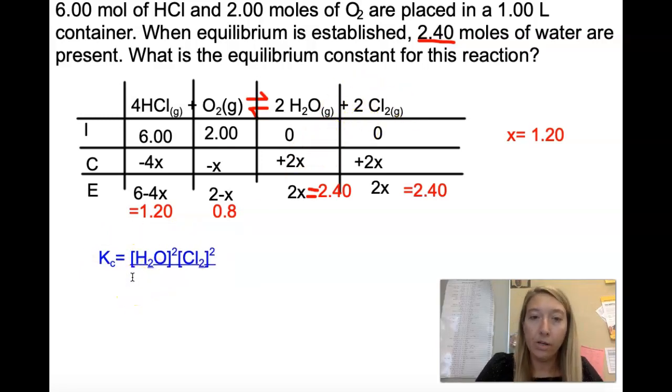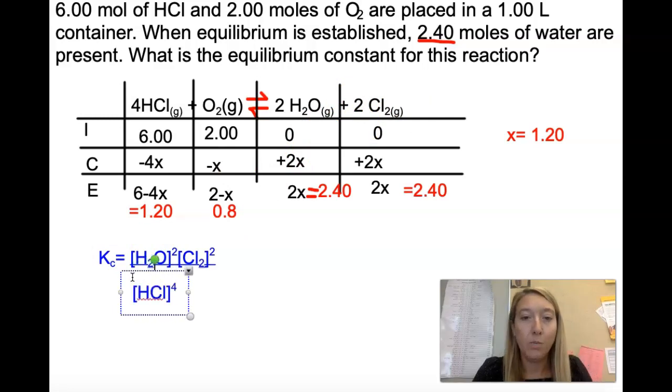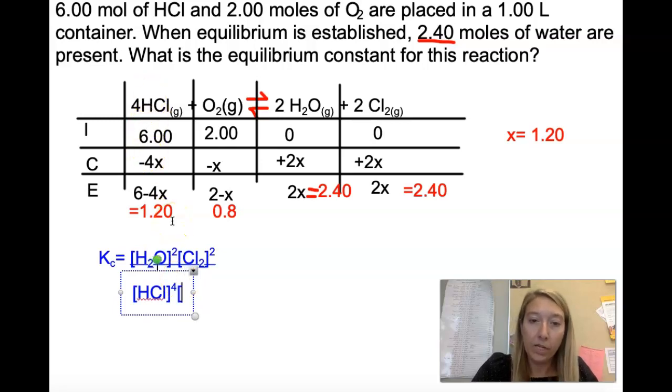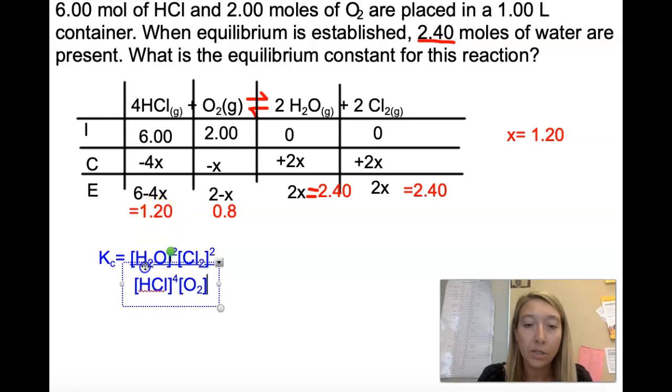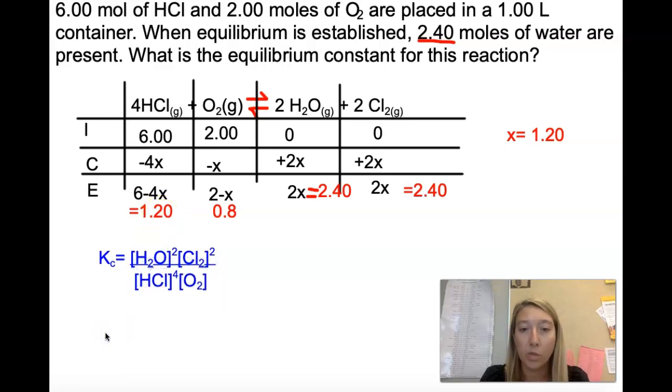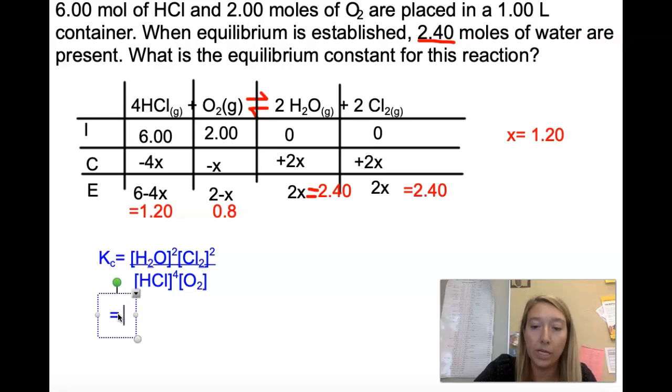Okay, now we're going to divide by the concentration of HCl. And this is going to be to the power of 4 because we balance with a 4. And then finally times the concentration of oxygen. And this isn't to the power of anything because it was balanced with a 1. Okay, so we wind up with water squared times chlorine squared divided by HCl to the 4 and divided by oxygen. So once we have that, go ahead and plug our numbers into this.